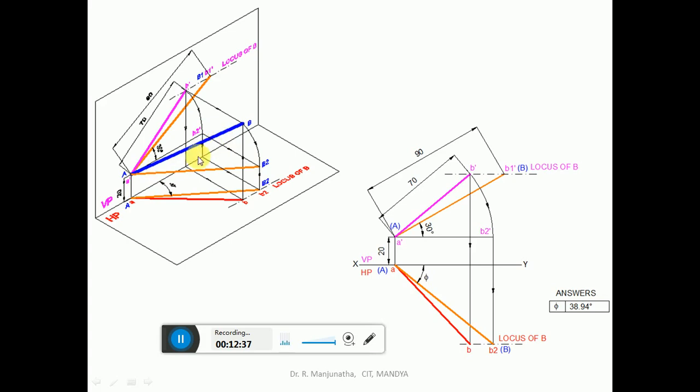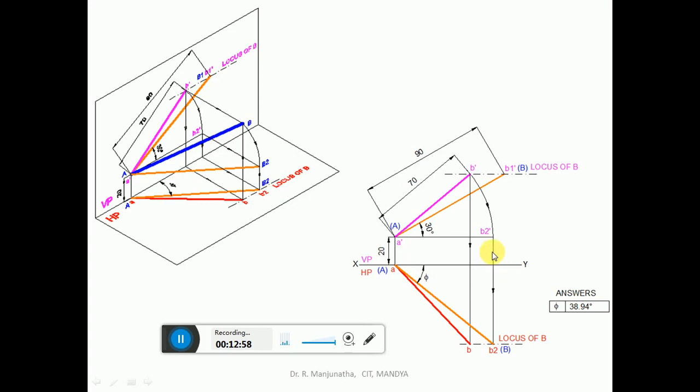Once it is parallel to HP, you get the true length here. When it is projected here, that point becomes the locus of B in the top view. So that is how we are able to do it by rotating. Since we are rotating in space, obviously the image in the vertical plane is also rotated when you look from the front view. This is how we analyze this.